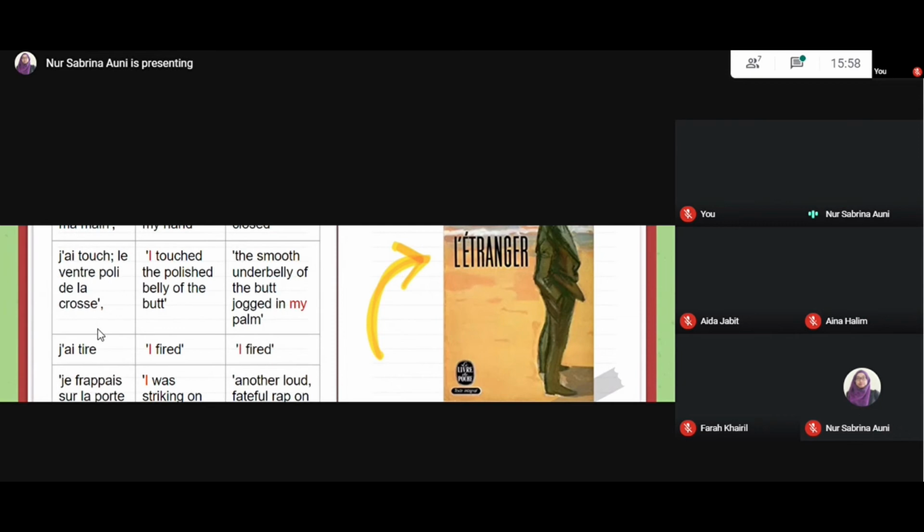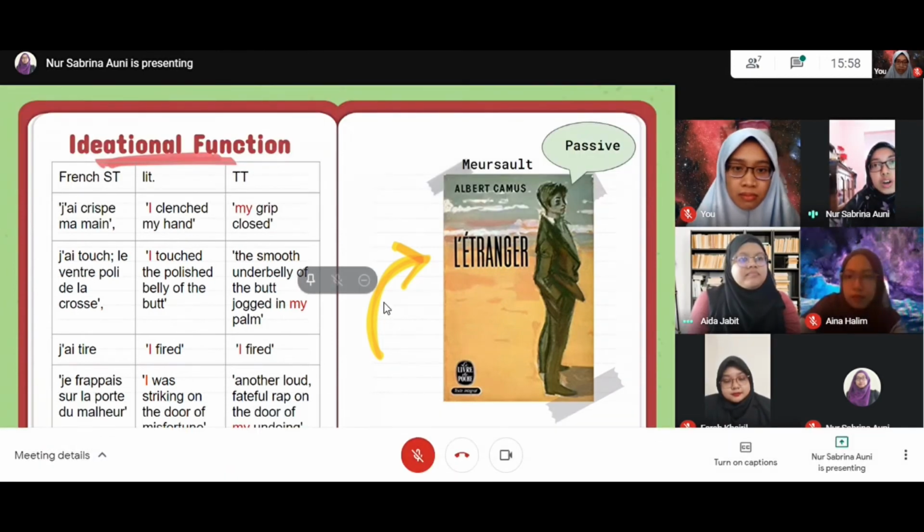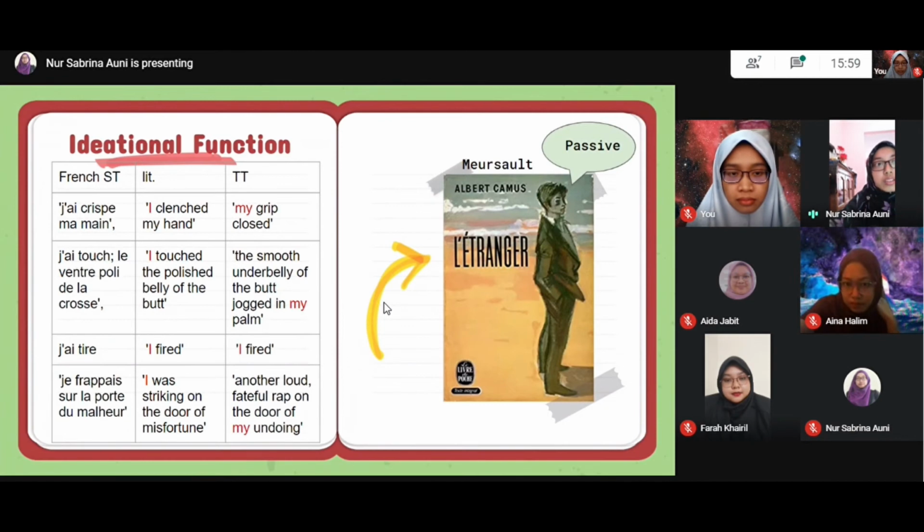So from this view, the translator, when he or she read the whole novel, it talks about the character of the Moso himself. I mean, this character is more of a passive character. So when the translator translated this French source text into the target text, it uses this "my", it focuses on "my" rather than "I" to show that this character is passive. Do you get it? Okay.